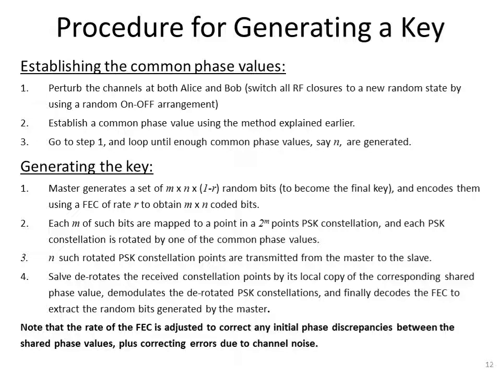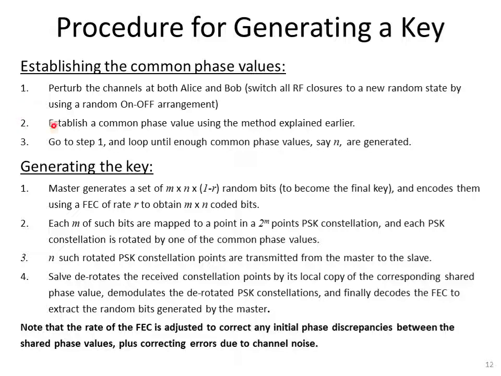Now we come to the point that we have all the ingredients to go one more time through the entire procedure for generating a key. We have 2 main steps. One is establishing the common phase values. This is achieved in these 3 steps. Step 1, perturb the channels at both Alice and Bob, in the sense that we switch the RF closure to a new random state by using a random on-off arrangement for those RF mirrors.